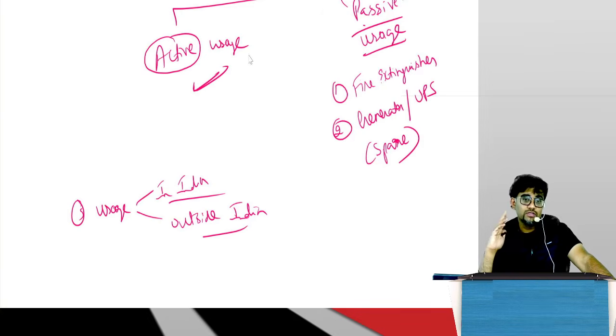Went to the court, went to Supreme Court. What did Supreme Court say? You are right. That is plant and machinery. That is called passive use. It is not actively used for business, but it is used indirectly for business.